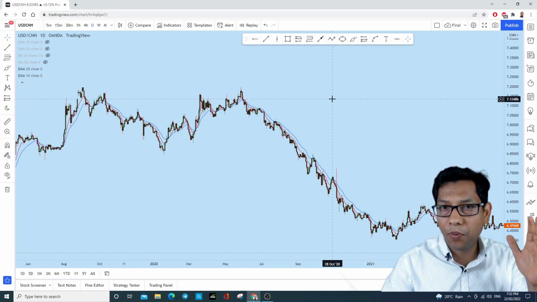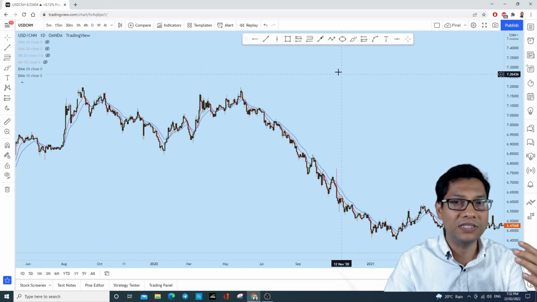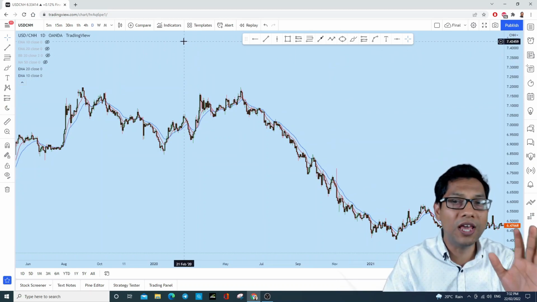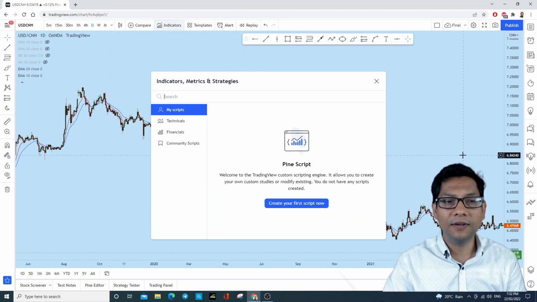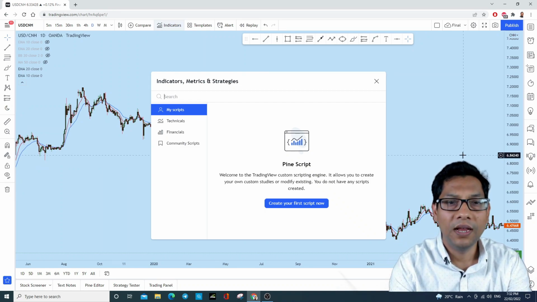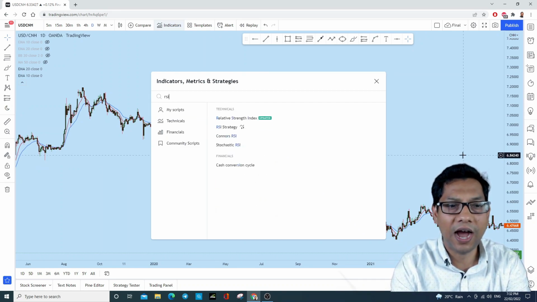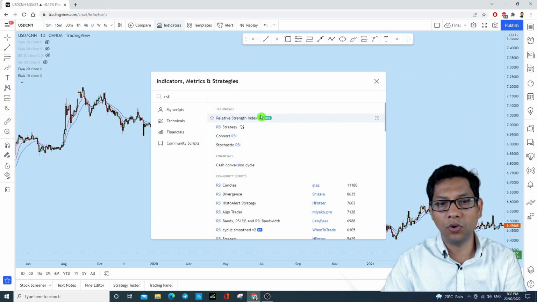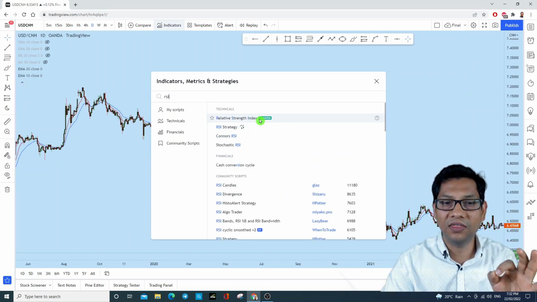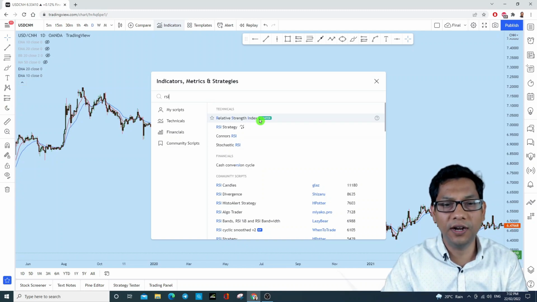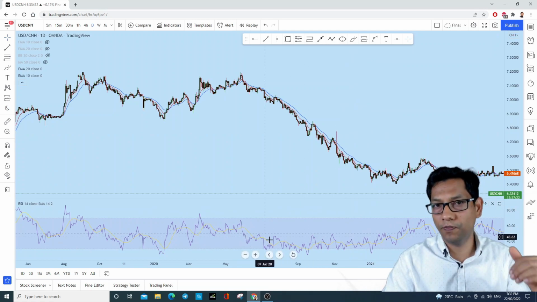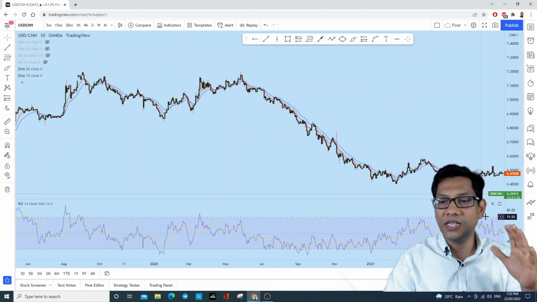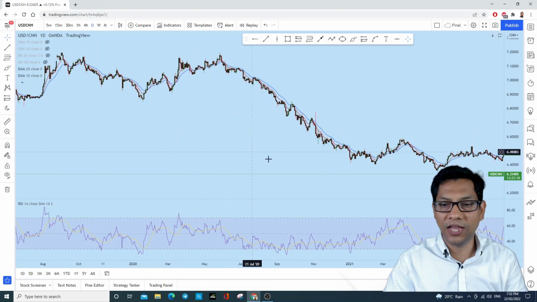So first let me plot this indicator, then we'll see clearly what it is. To do that, click on the indicator section on the top of your chart. As soon as you click, you find this tab. Type here RSI. As soon as you type, you will find Relative Strength Index at the top of your chart. Click on it. As soon as you click, you should see it at the bottom of your chart. So this is RSI, or Relative Strength Index.